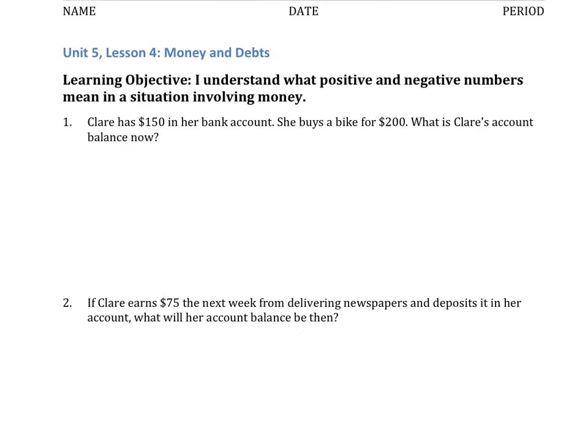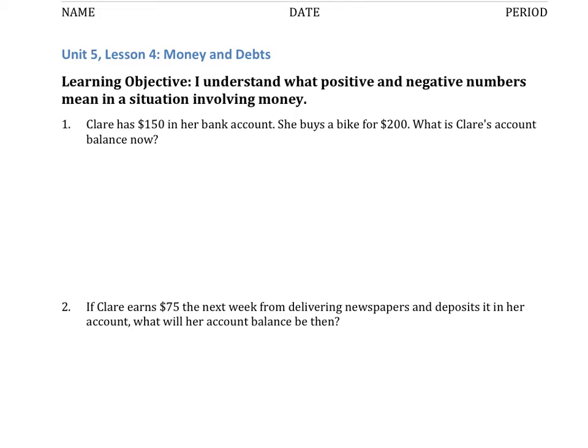In this cool down, question 1 says Claire has $150 in her banking account. She buys a bike for $200. What is Claire's account balance now? So, the first thing I have to do is recognize whether these numbers are positive or negative. That part's really important. Since Claire has $150 in her bank account, that's going to be a positive number.